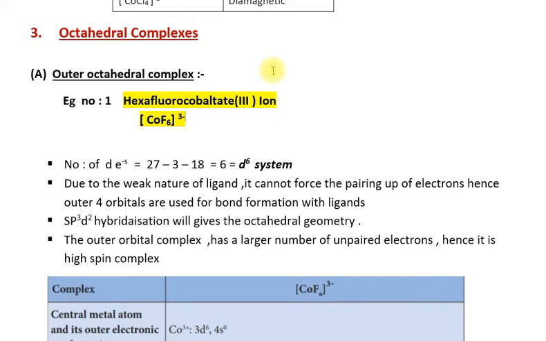Here let us discuss how the VBT is applied to the octahedral complexes. Here there are two cases we have to look at. One is the outer octahedral complexes and the other is the inner octahedral complexes.